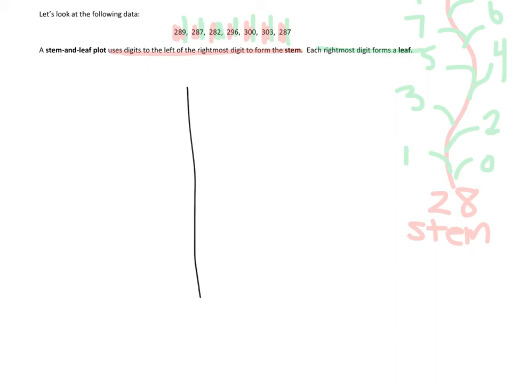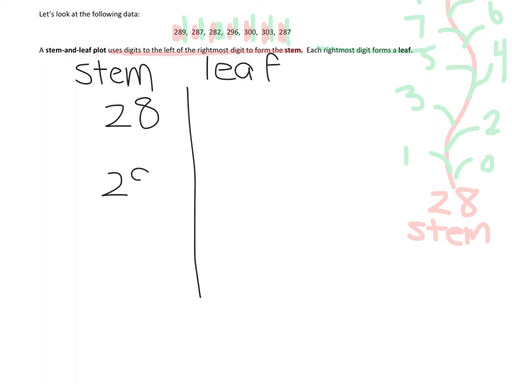All right, so on this side it's going to be the stem, and then it'll be the leaves on the right, just like the actual number. And if we go back to our data, our stems are 28, 29, and 30. So we can write 28, 29, and 30. And now let's talk about our leaves.